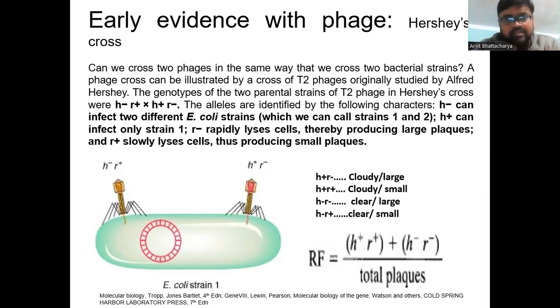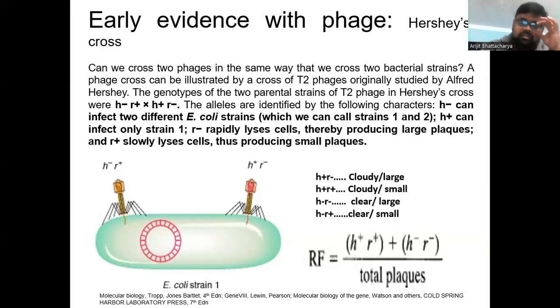So they assigned these two characteristics, the cloudy nature and the size of the plaque, as H for the hazy or cloudy nature and R for the rapid lysis nature. Rapid lysis means that if R is plus, it would be a smaller plaque. If R is minus, the plaque will be a larger plaque. And if H is plus, the plaque will be a cloudier one. And if H is minus, the plaque would be a clearer one.